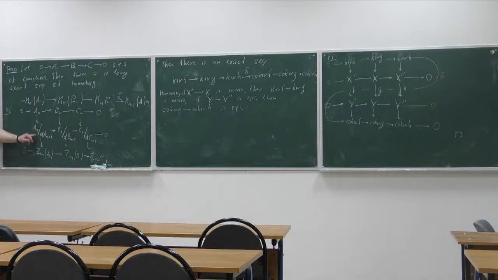Now just look at this diagram, the last two rows. What is the kernel and co-kernel of this map? Remember, this whole map is just D. So, for example, if you look at the kernel, you look at the classes which are mapped by D to 0. But such classes are precisely the same classes, well, if you take just the kernel of the differential modulo this image.